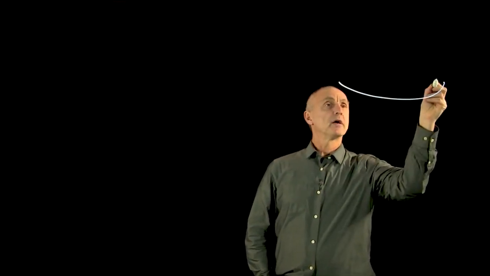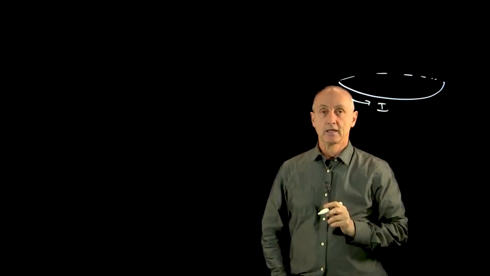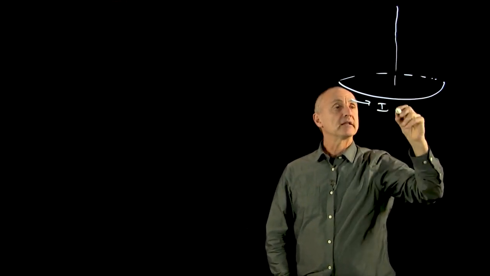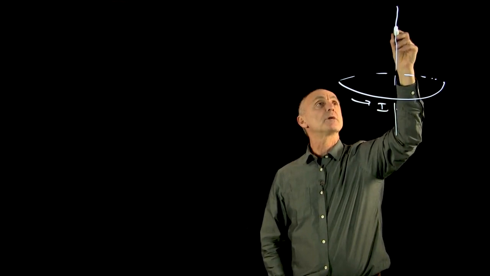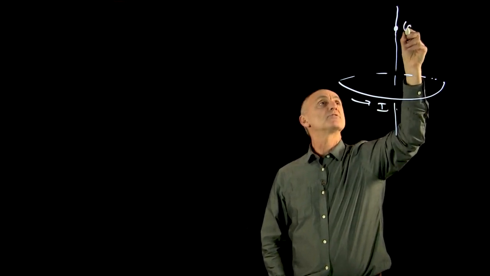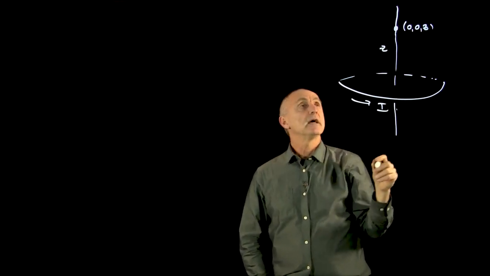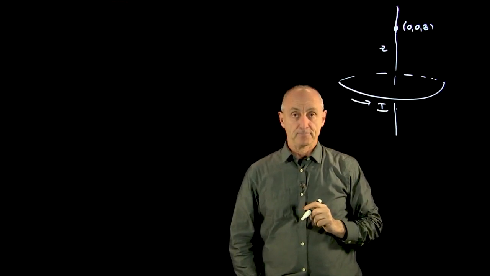Let's calculate the magnetic field associated with a ring of current. So let's suppose we have a ring of current, and the current is going this way. Now, in particular, let's calculate the magnetic field just along this axis, the z-axis, and let's pick a point up here, which we'll write as (0, 0, z). And so this distance is z. And I want to calculate the magnetic field at that point.